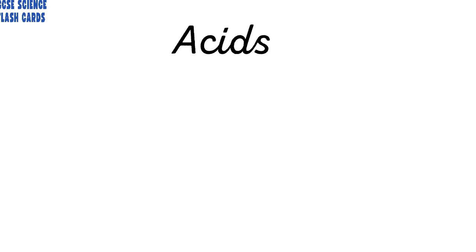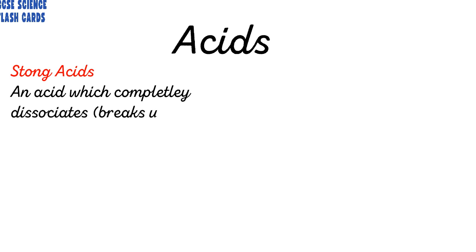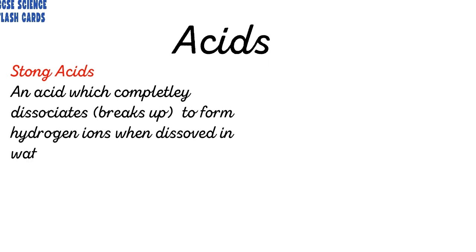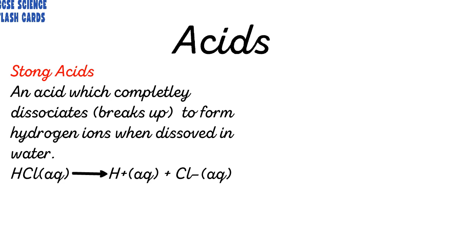A strong acid is one which completely dissociates, that's just a fancy way of saying break up, to produce hydrogen ions in a solution. For example, hydrochloric acid is a strong acid, and when placed in water, it dissociates, it breaks up to form two ions, hydrogen, H+, and chloride, Cl-.